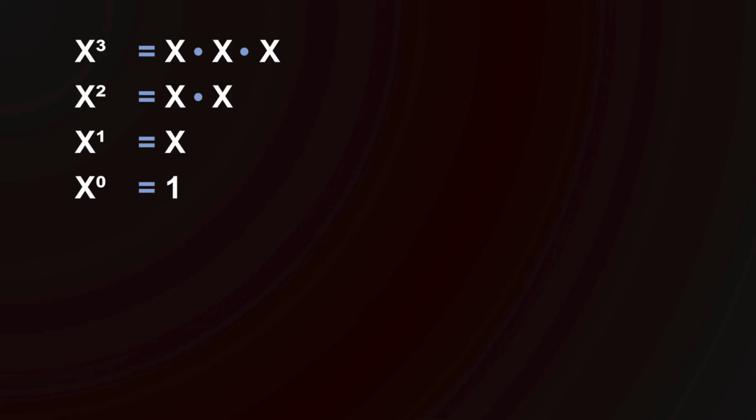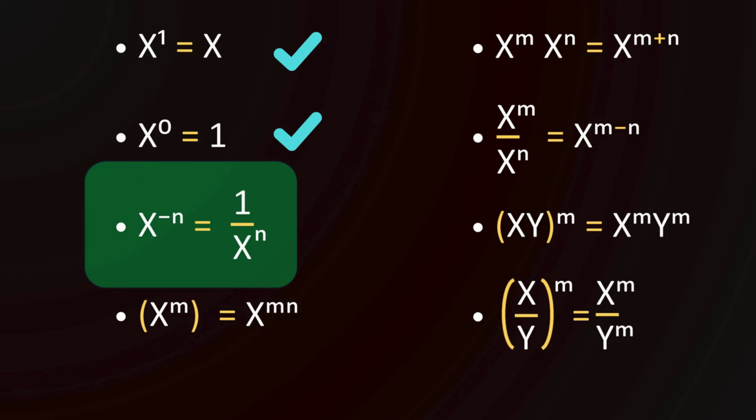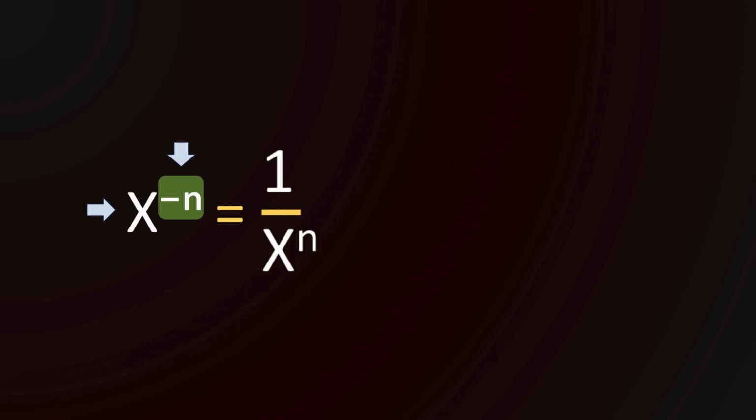Now, what if we have a negative exponent, like x to the power of -1, or -2, or even -3? We know exponents are about repeated multiplication, but how do you multiply a number by itself a negative number of times? You can't. That's where the next law comes in. It tells us that x to the negative power n is the same as 1 divided by x to the power n. Let's see, how does it make sense?